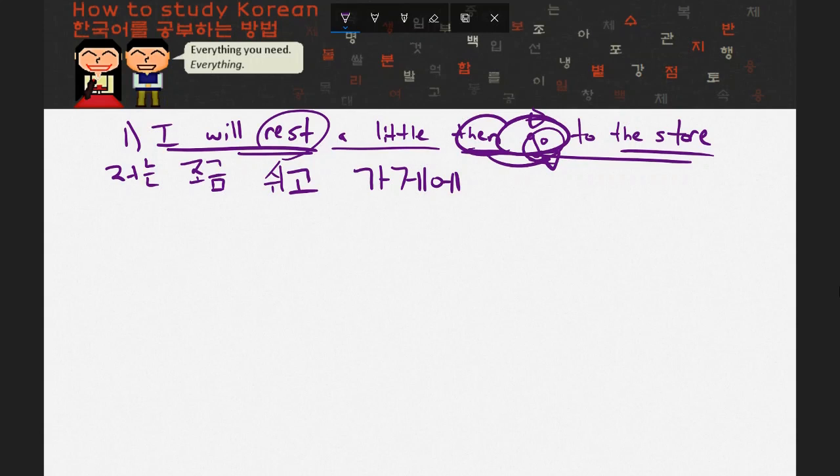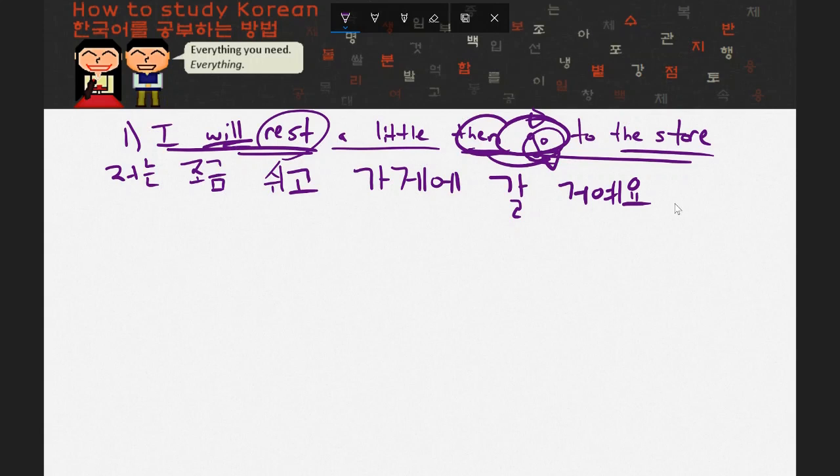Now I just need to indicate that I'm going to go there, and it's going to happen in the future tense because I will be doing this. So kada is the verb to go, but if I want to indicate that this is going to happen in the future tense, I'm going to add this to it. And so it's going to say 갈, and then ko, and then 예요. This sentence would read, 저는 조금 쉬고 가게에 갈 거예요.